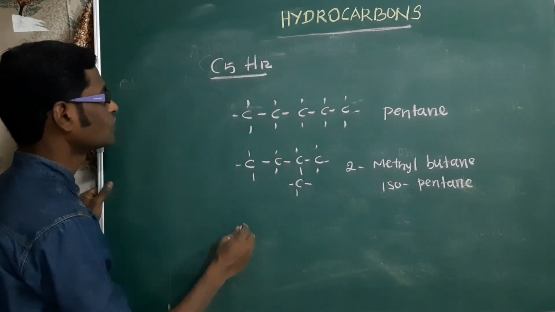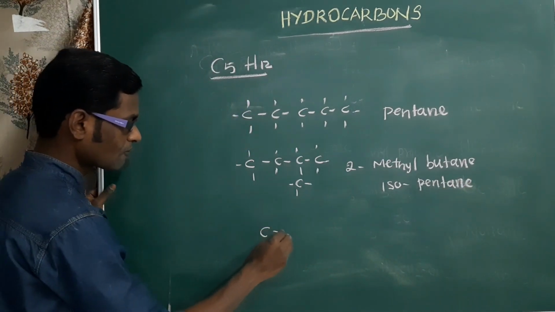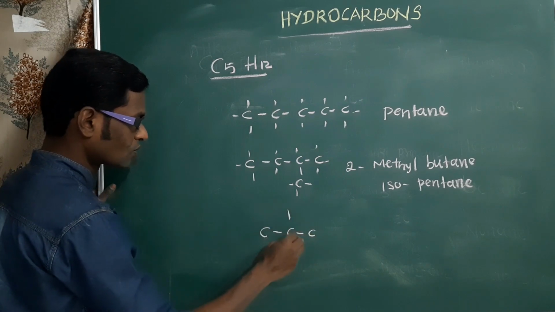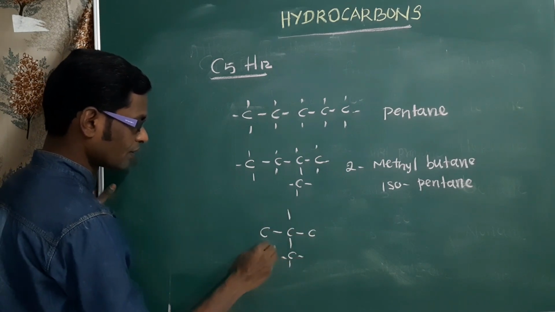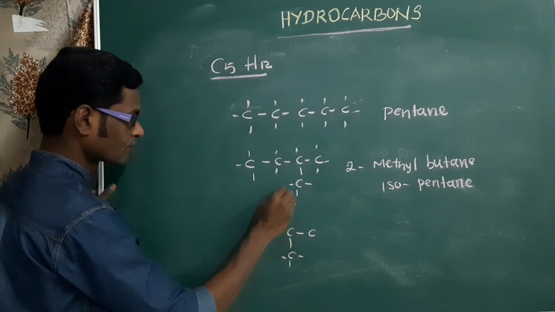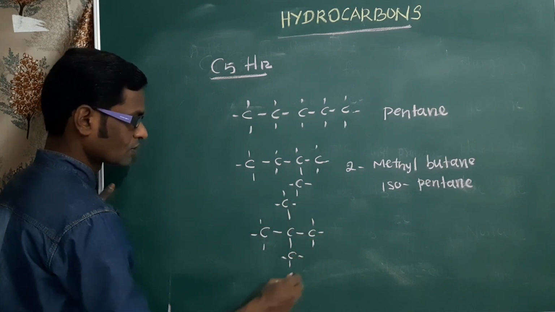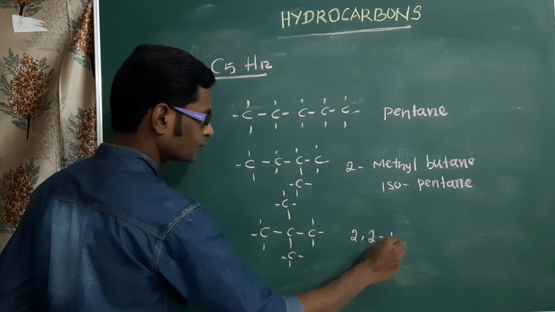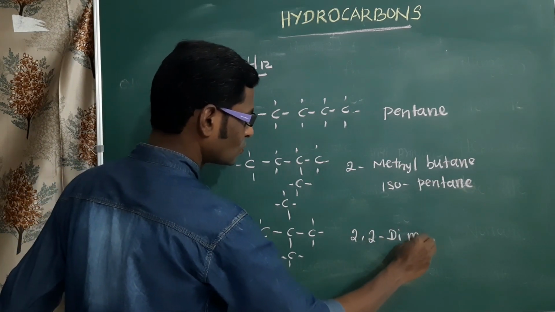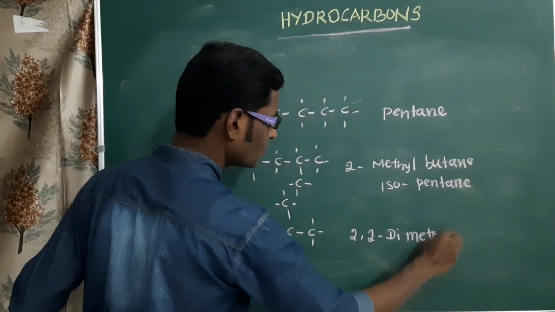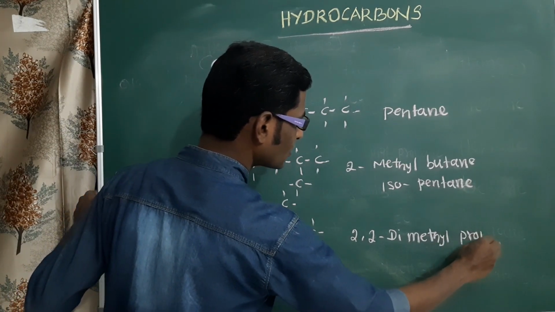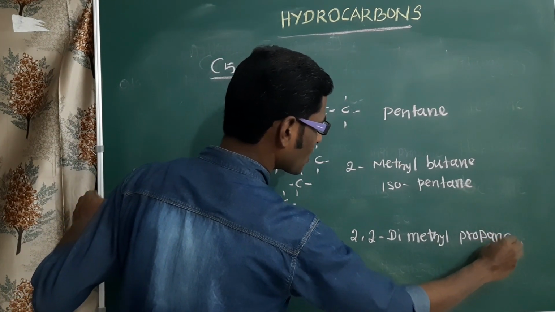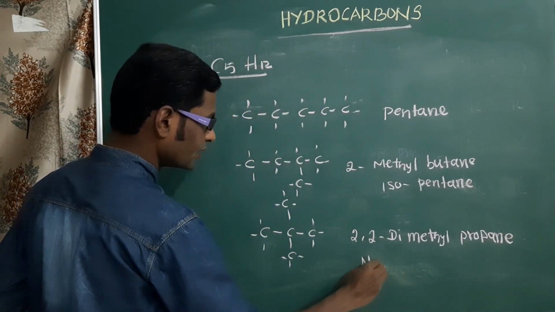Another possible isomer of C5H12: 2,2-dimethylpropane. Common name neopentane.